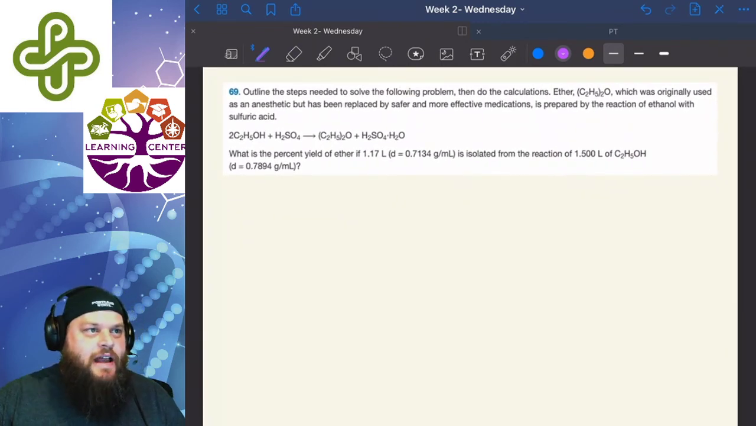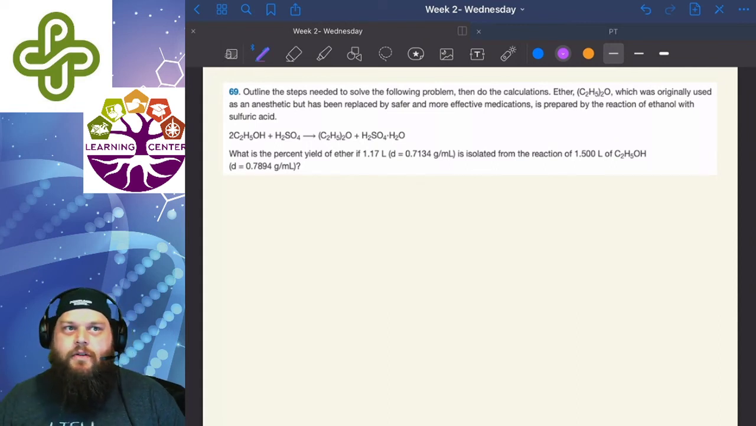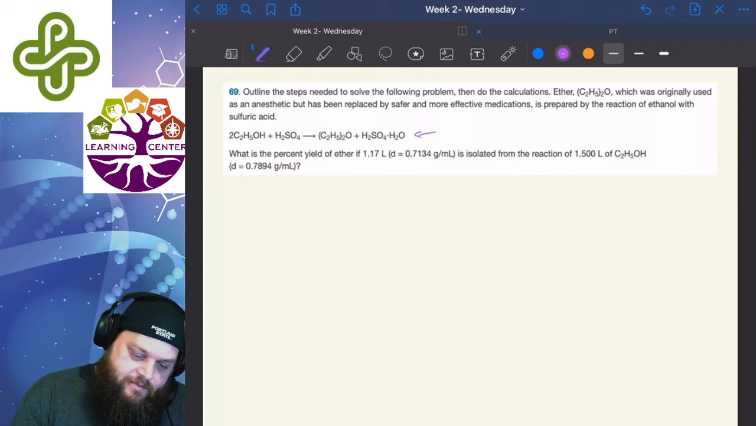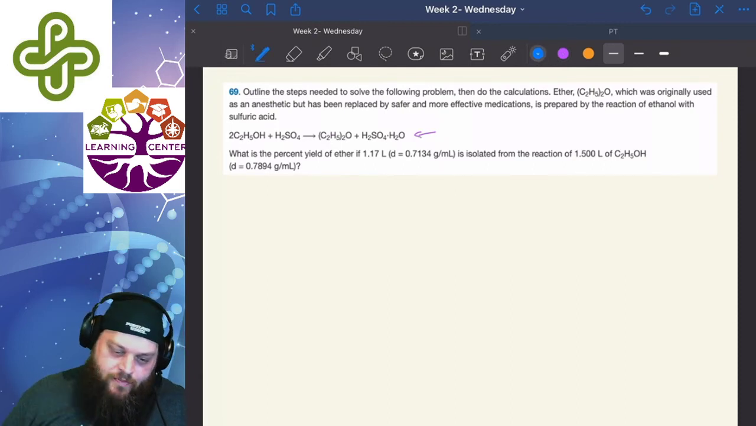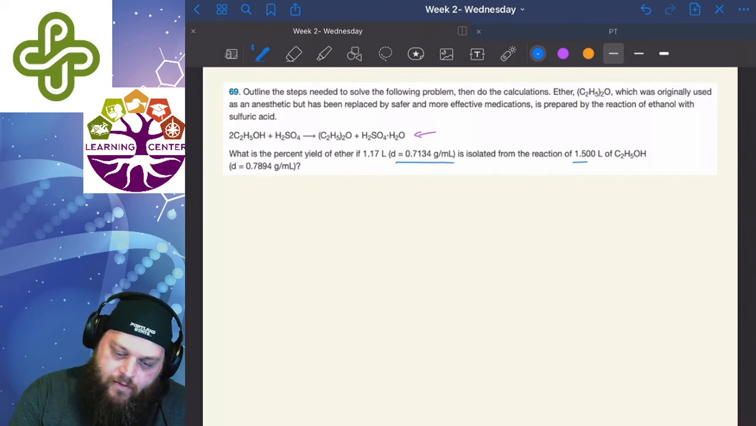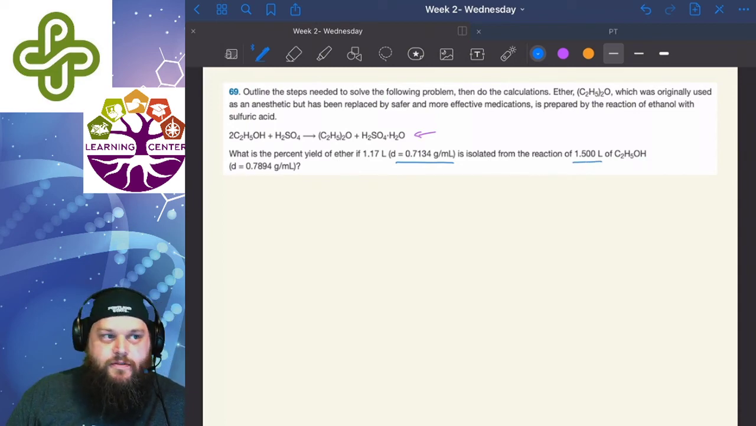This problem here says outline the steps needed to solve the following problem, then do the calculations. So we have ether, which is C2H5 2 O, which is originally used as an anesthetic, but it was replaced by safer, more effective medications. It is prepared by the reaction of ethanol with sulfuric acid. And they give the chemical equation here. They want to know what is the percent yield of ether if 1.17 liters, and they give us the density, is isolated from the reaction of 1.5 liters of C2H5OH.